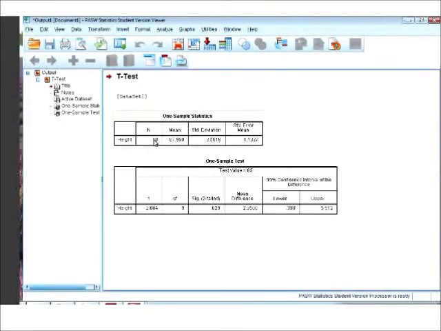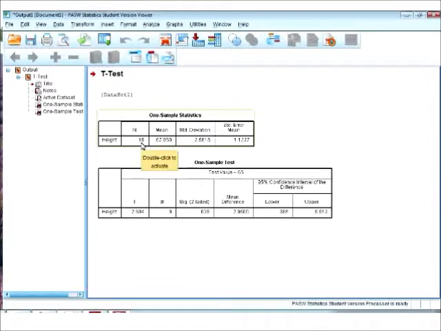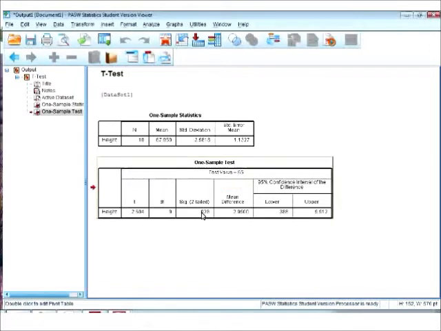SPSS gives us these statistics. N is the sample size, which is 10, the mean height collected from the sample is 67.95, and then the standard deviation and the standard error. The t-statistic that it computed is 2.604. The degree of freedom here is 9, which is 10 minus 1. Degree of freedom is always sample size minus 1. Significance, two-tailed. This is the number I was talking about. This is the p-value.